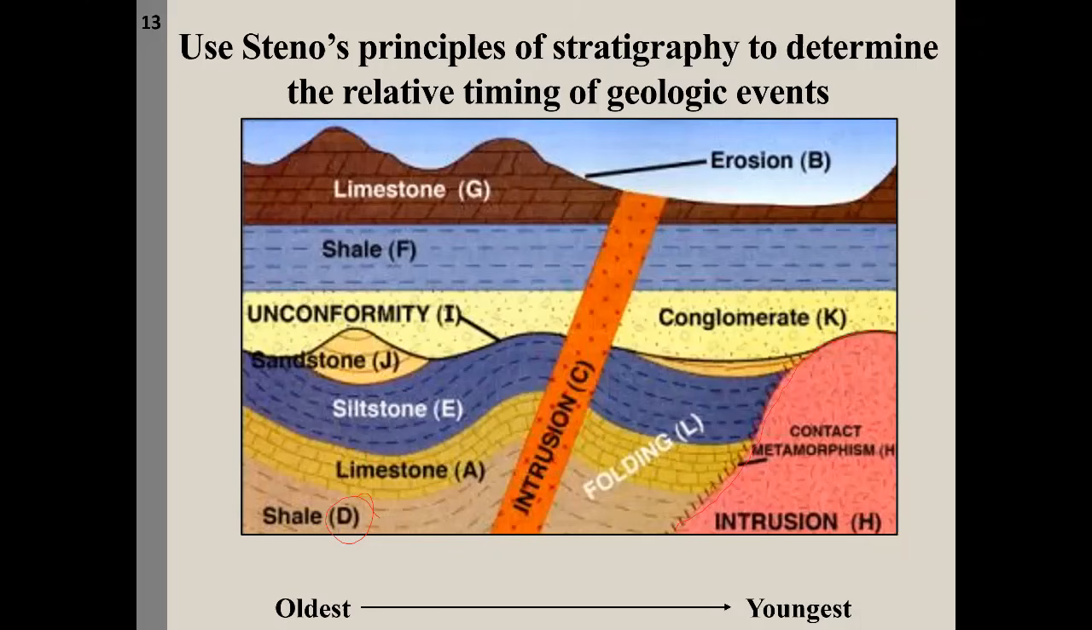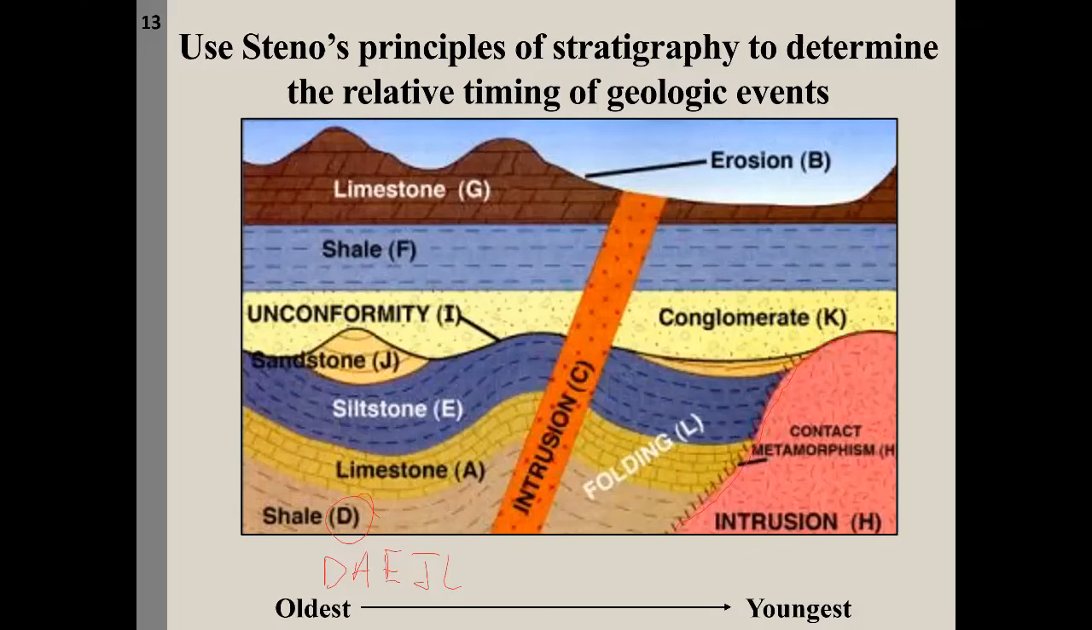So for now, we're going to just start with superposition again, oldest on the bottom, D, and then A, E, and then J. And those layers were formed, and look at how they're all folded. They're all weird, wavy shapes and angles, but they're supposed to look like F and K and G above them. They're supposed to look like horizontal, nice packages. So some kind of folding event must have happened after those were deposited. All right, now we get to unconformity I, intrusion H, and all that fun stuff.